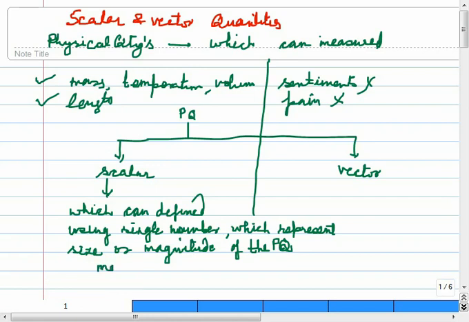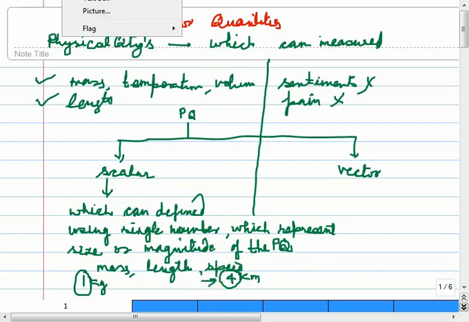like mass, length, speed. These are scalar quantities. Suppose you have a 1 kg mass. Only one number is sufficient to tell the mass of a body. Suppose the length of a body is 1 meter. Then 1 is sufficient to tell the meaning of that physical quantity length. Similarly, suppose the speed is 4 km per hour, then just by saying 4 km per hour it is sufficient to tell the meaning of that physical quantity. So these are scalar quantities.